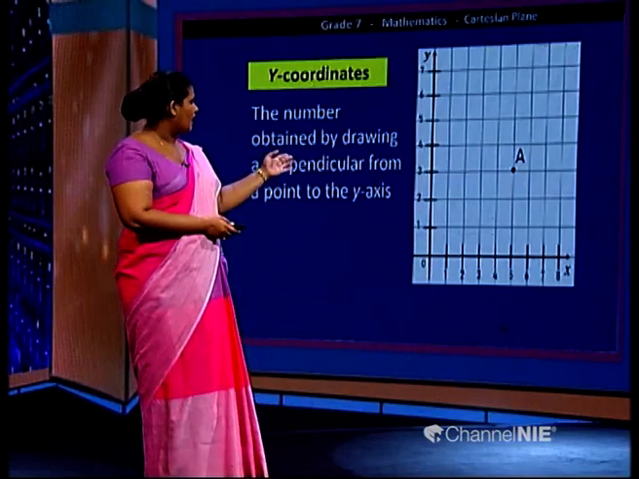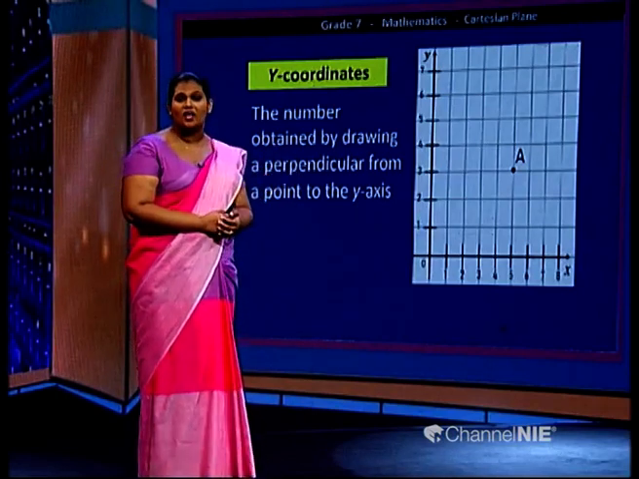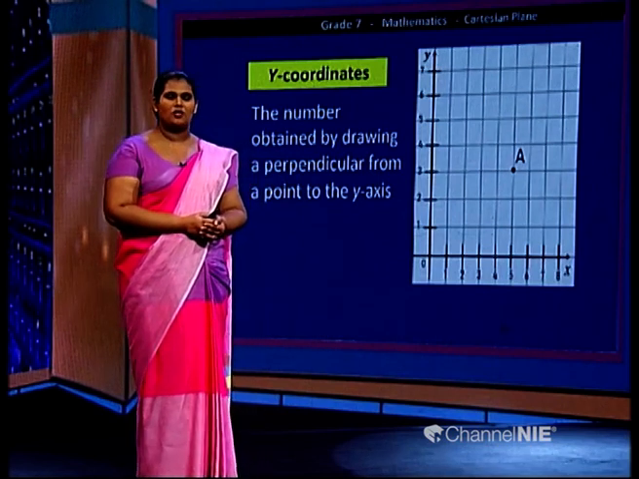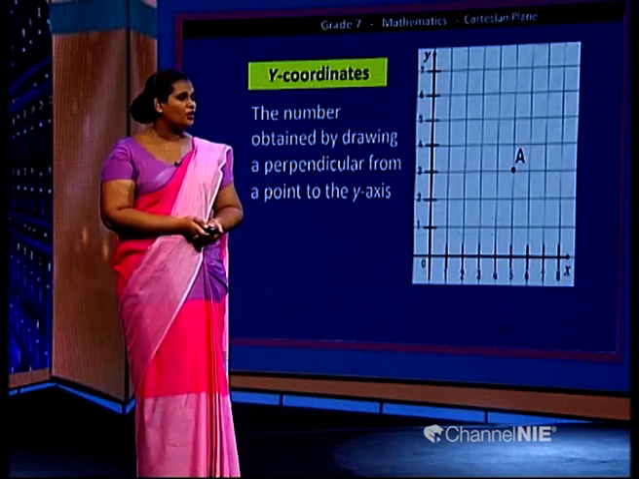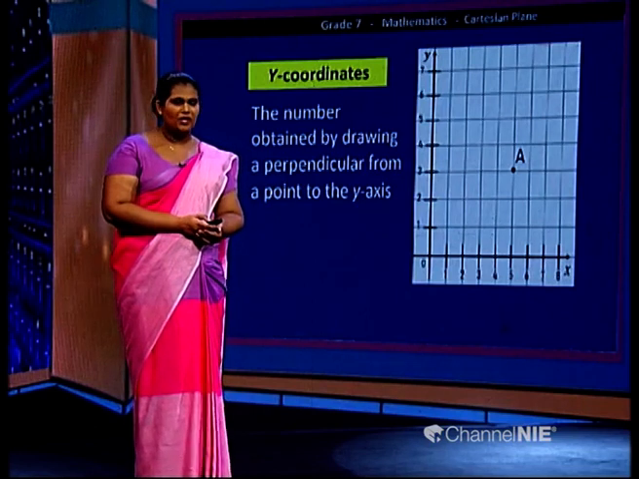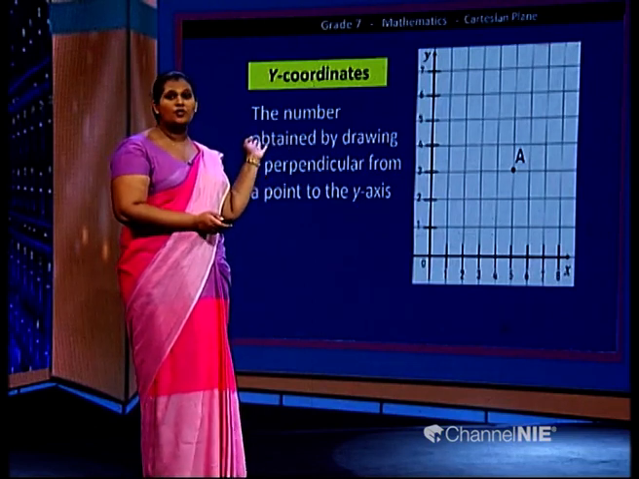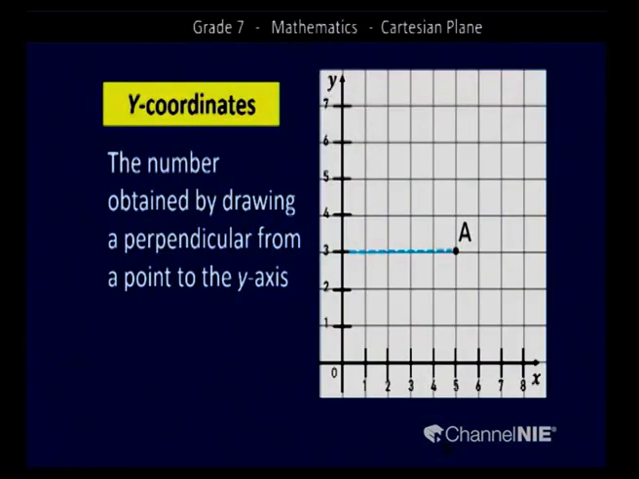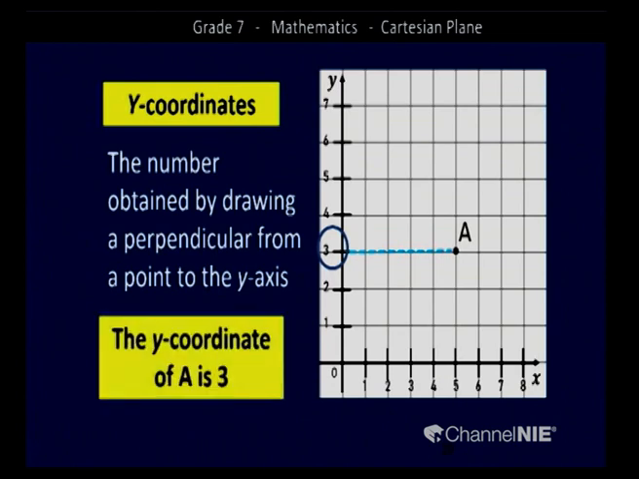Here once again I have marked the point A on the Cartesian plane. So, I am going to find the y coordinate of it. I am going to draw a perpendicular from point A to the y axis. Can you see? The perpendicular goes through plus 3 on the y axis. Therefore, I can say the y coordinate of point A is 3.